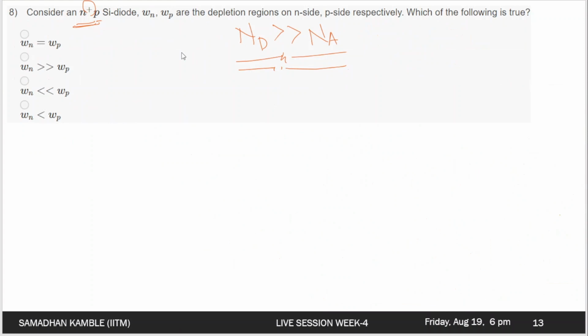Width of P side will be high. So from this we can say that the width on the P side will be higher than the width on the N side, given that it is way highly doped. We will have this particular notation. So the answer for this question is the width of the P side.